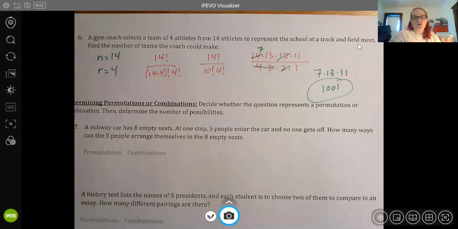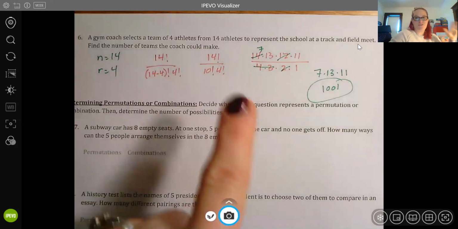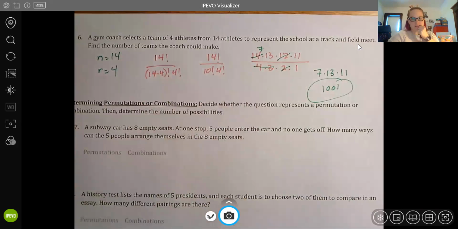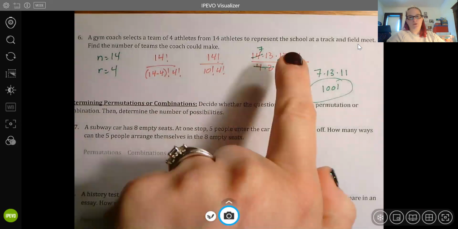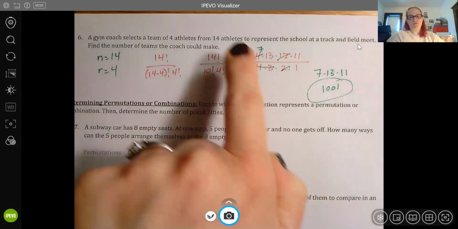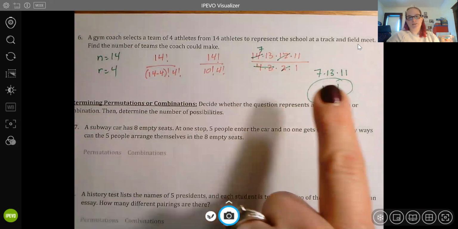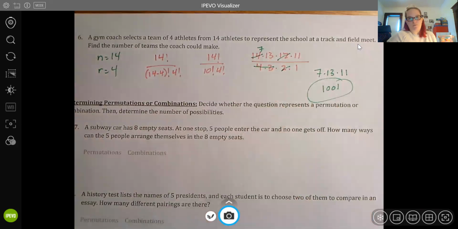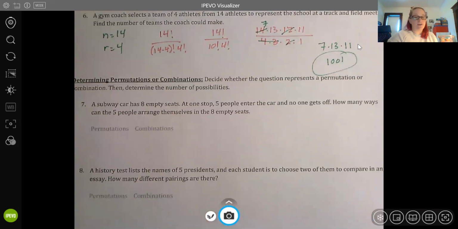Okay, so plugging it into the formula, I got 10 factorial and 4 factorial on the bottom. I didn't have to write anything below 10 because that all cancels. My 4 times 3 turns into 12, so I canceled that with my 12 on the top. And then I simplified my 14 and my 2 to get me 7. So I have 7 times 13 times 11, so 1,001.